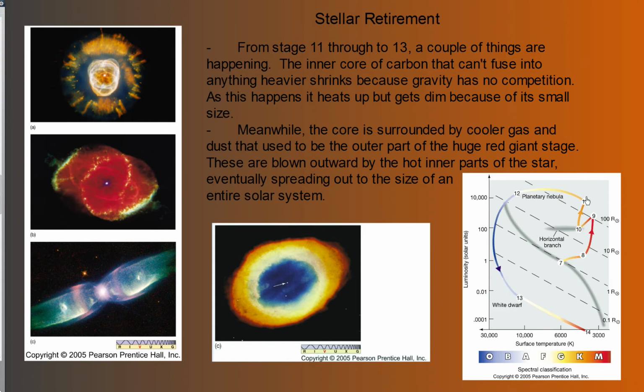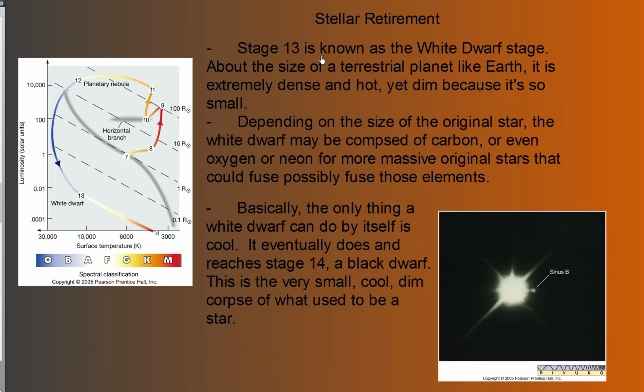So you can see a bunch of things happening. Getting hotter, blue hot at some point. Getting smaller because we're moving down 10 solar radii, 1 solar radii, 0.1 solar radii, even smaller. And we're getting dimmer, moving down the y-axis. Stage 13 is known as the white dwarf stage.